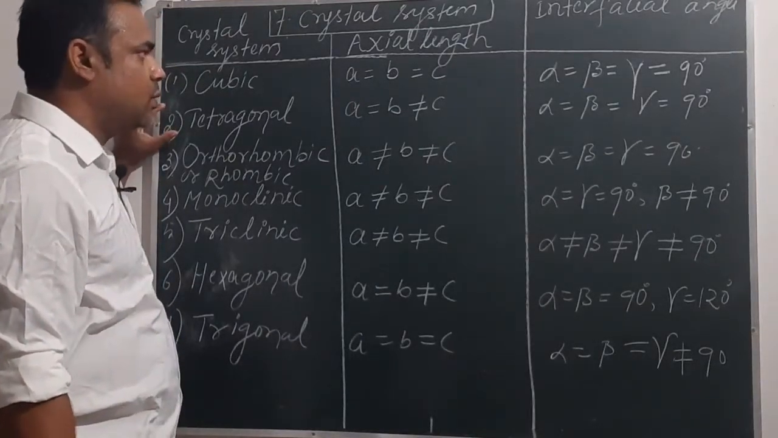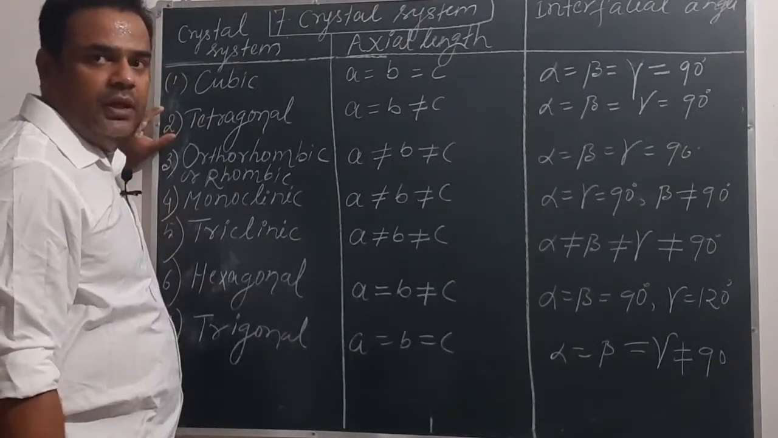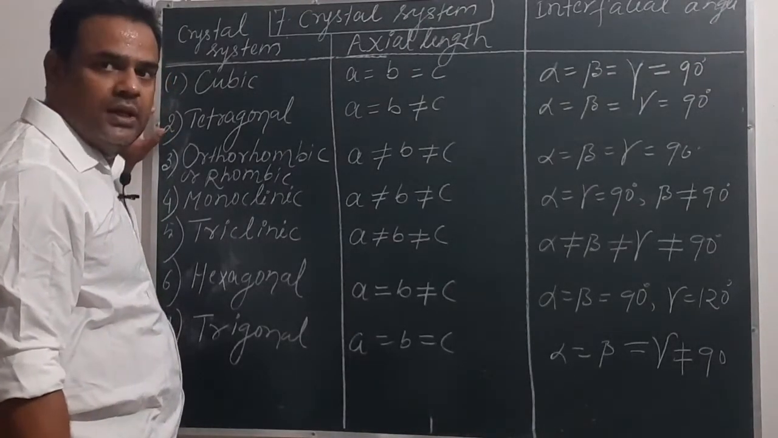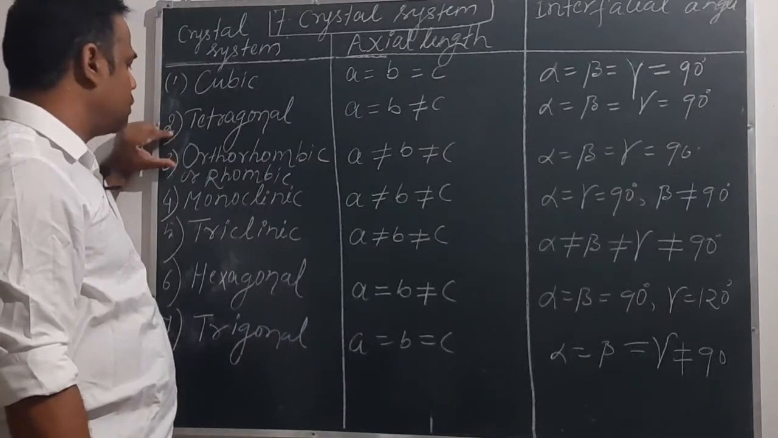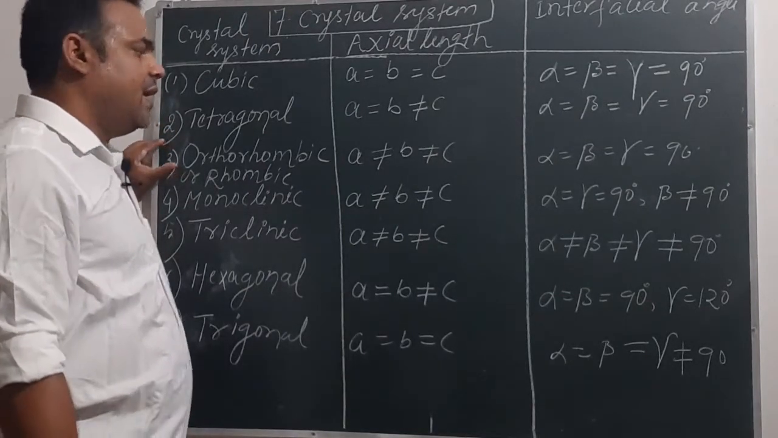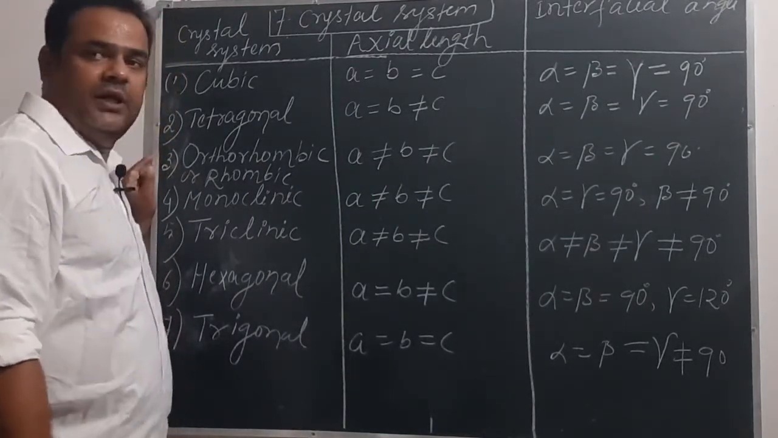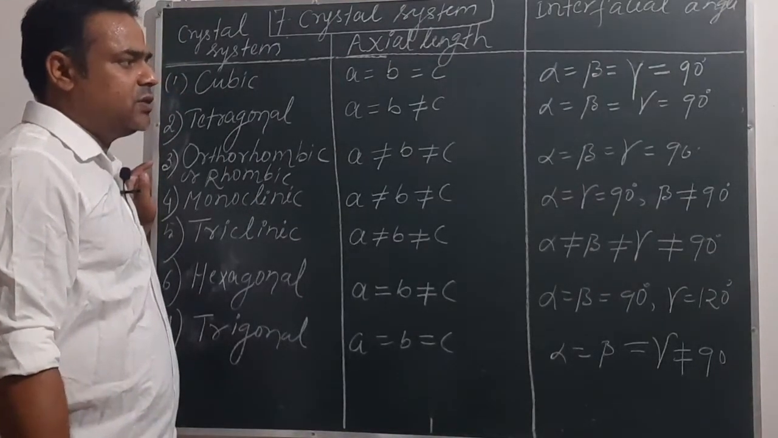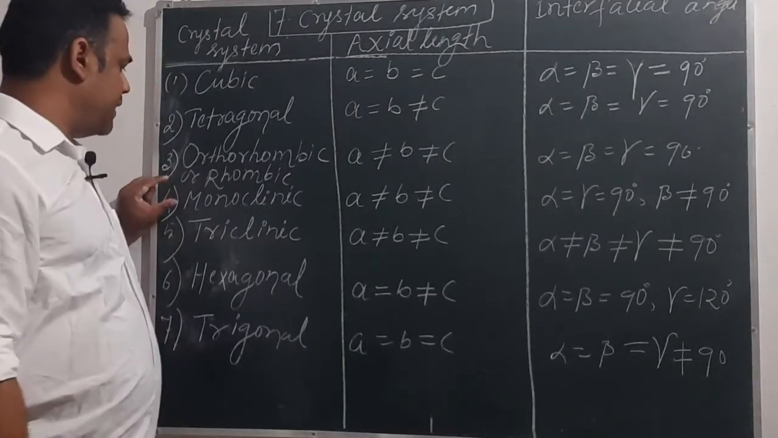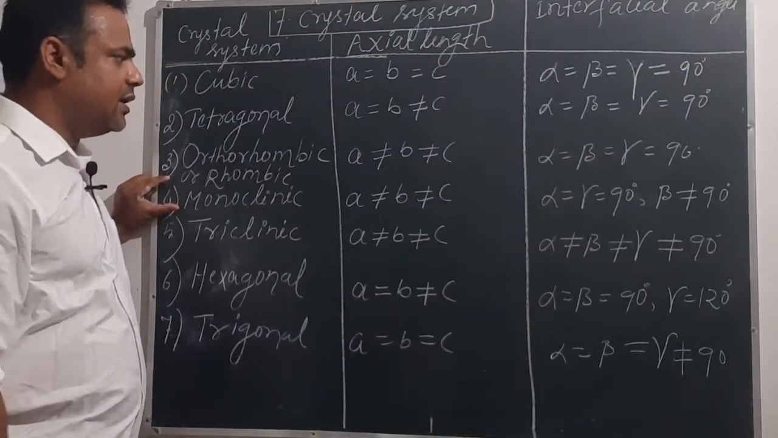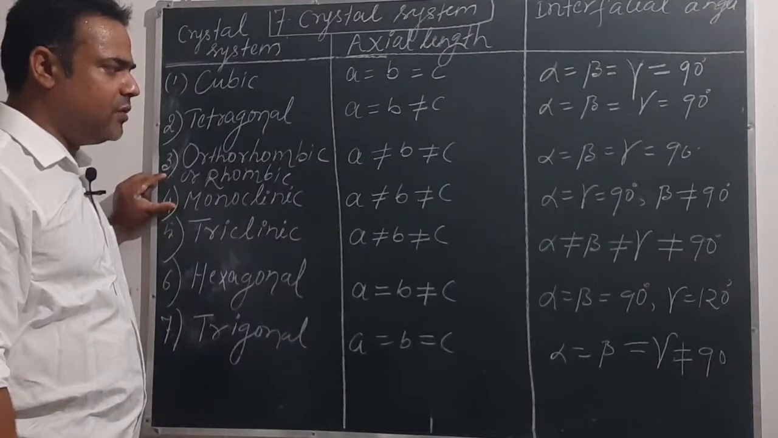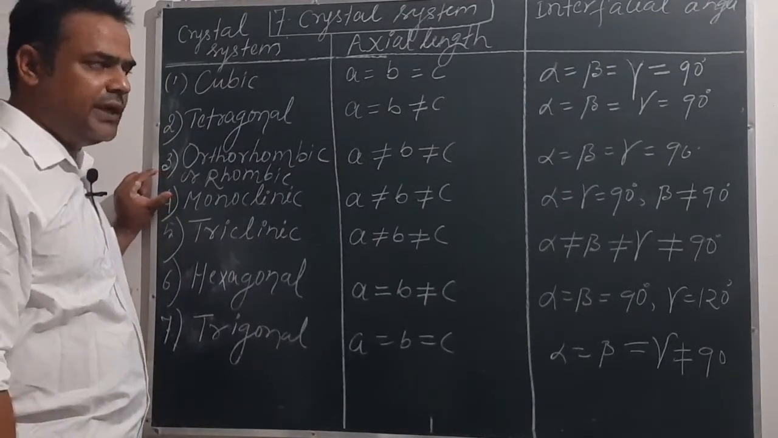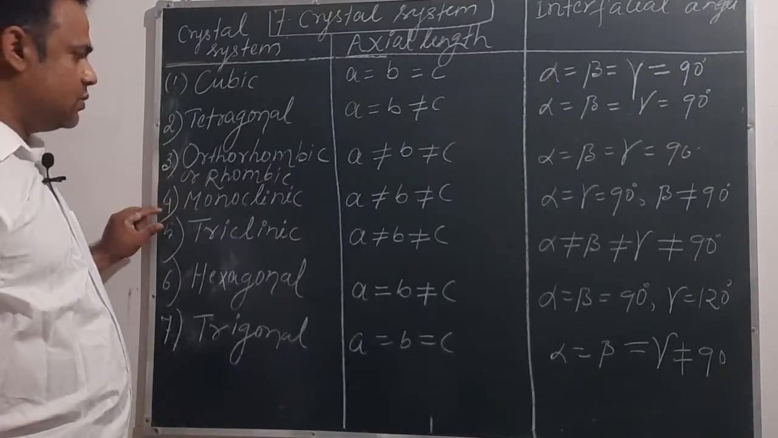In case of tetragonal, a = b but b ≠ c, and alpha, beta, gamma is again 90 degrees. Now we come to orthorhombic or rhombic. a ≠ b and b ≠ c. Alpha, beta, gamma is again 90 degrees. Next we come to monoclinic. Here a ≠ b ≠ c, and alpha = gamma = 90 degrees but beta ≠ 90 degrees.